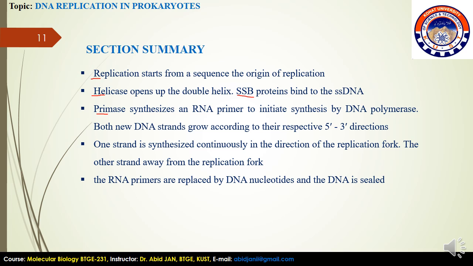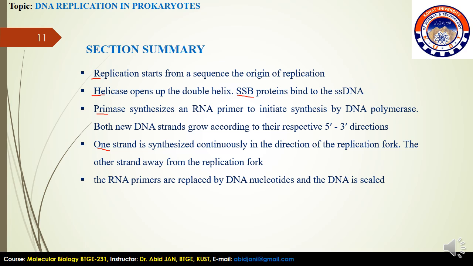Enzyme primase synthesizes an RNA primer to initiate synthesis by DNA polymerase, which can add nucleotides only to the 3' end of a previously synthesized primer strand. Both new DNA strands grow according to their respective 5' to 3' directions. One strand is synthesized continuously in the direction of the replication fork. This is called the leading strand.